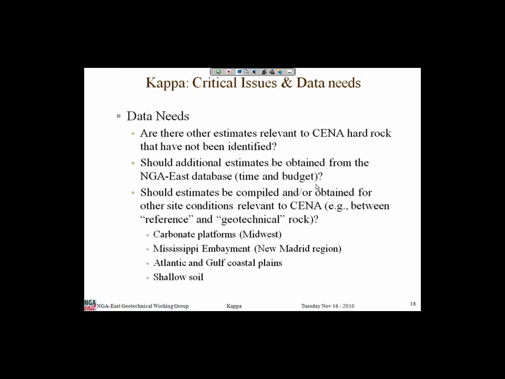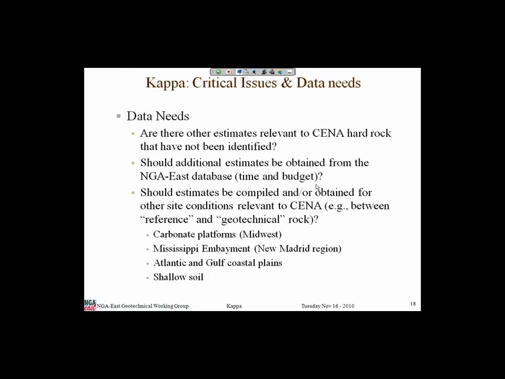Mississippi embayment, of course, the New Madrid region is a kilometer of very soft sediment. And that will be handled with the site amplification as well. But we also have some very good Kappa estimates in the Mississippi embayment. So whatever we do, the model needs to be consistent with those Kappa estimates.